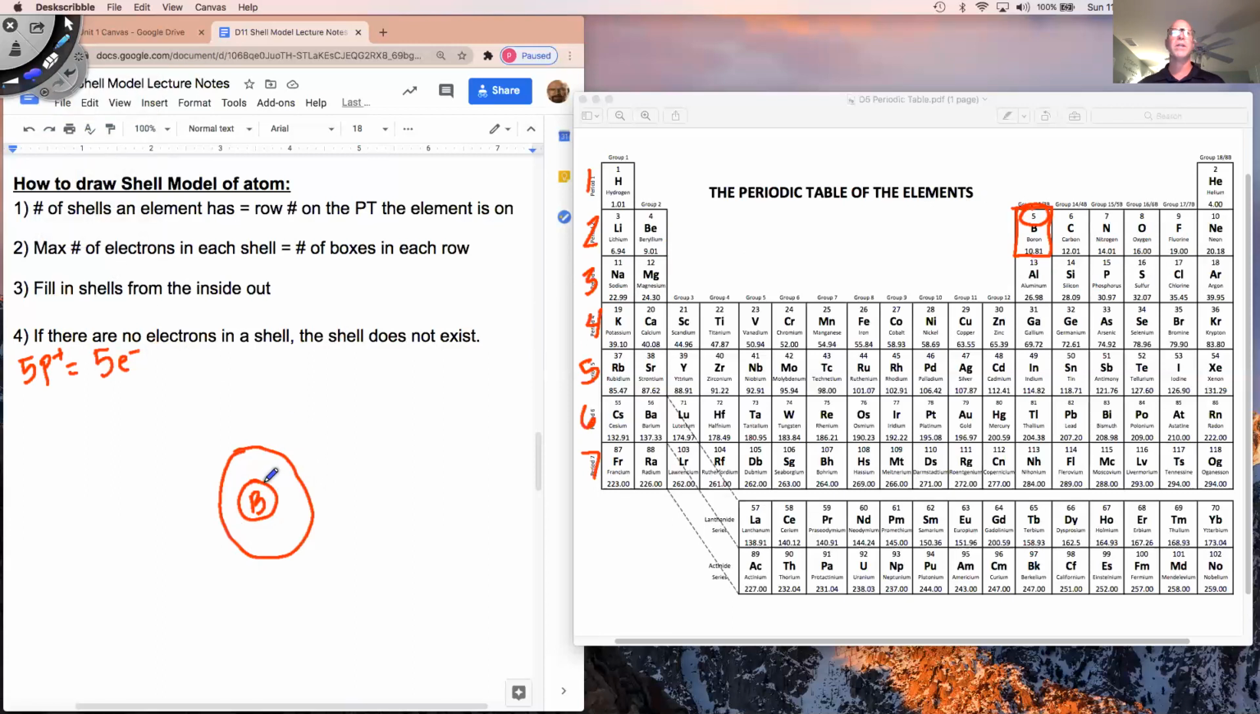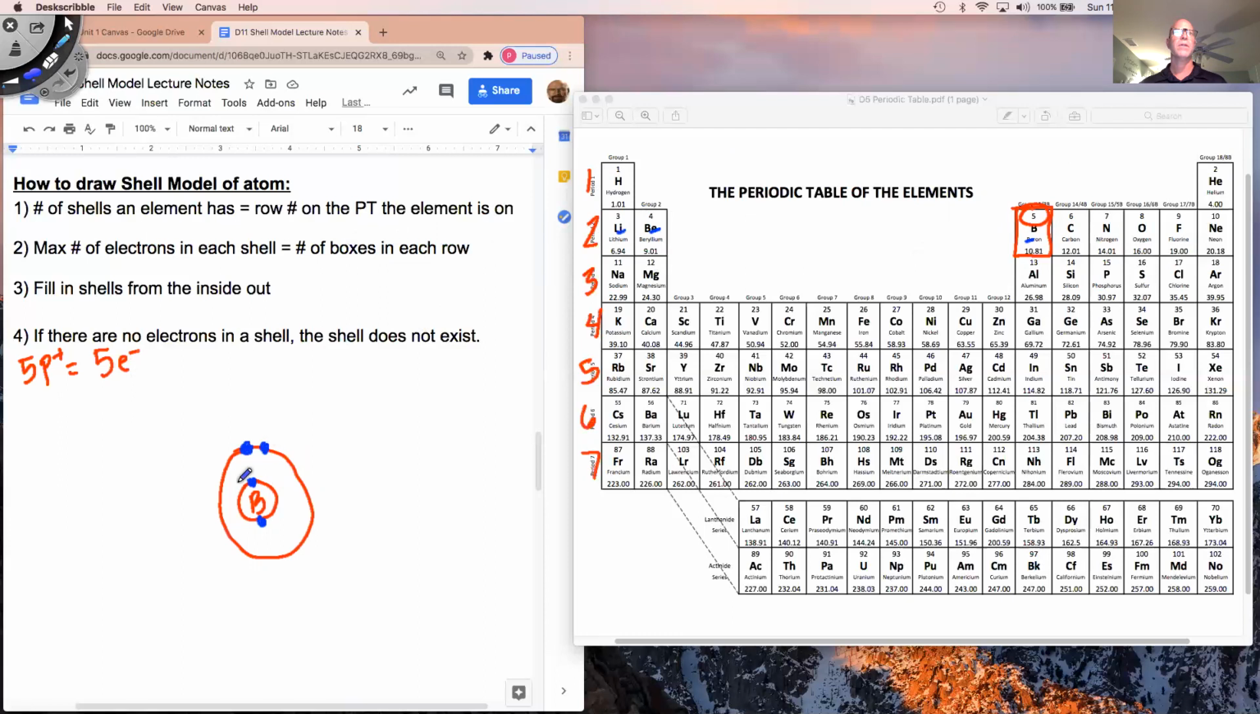Well, how many electrons will we put on the first shell? 1, 2. Remember, the number of boxes in each row is the number of electrons on each row. There's 2 boxes, so we get 2 electrons. Now, how many electrons does boron have? It has 5. We've already used up 2, which means we have 3 left, so we need to add 3. And look, 1, 2, 3. And those are all going to be on the second shell.